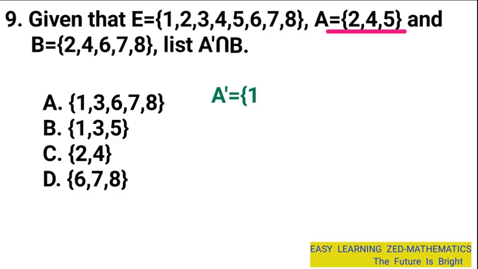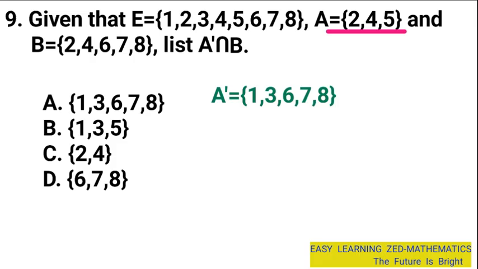Then is 4 found in set A? Yes. Is 5 found in set A? Yes. Is 6 found in set A? No. So 6 is in set A complement. 7? No. 8 is also not found in set A. Then we can close the bracket. So these are the members of set A complement.